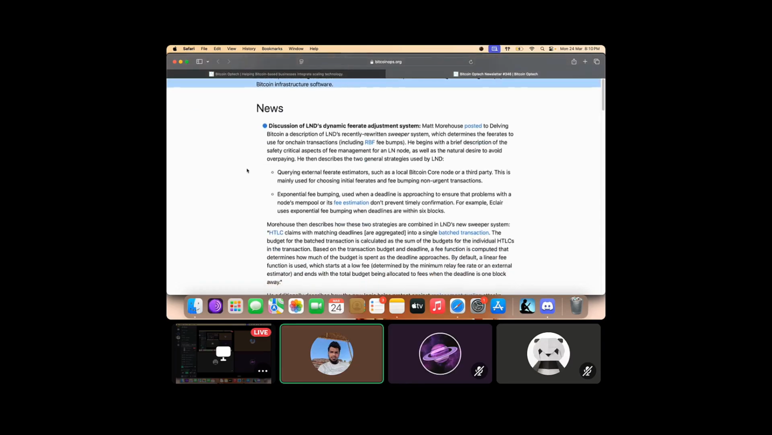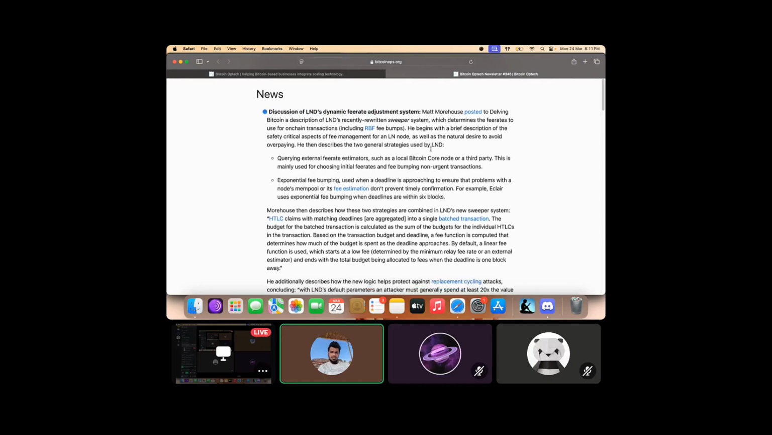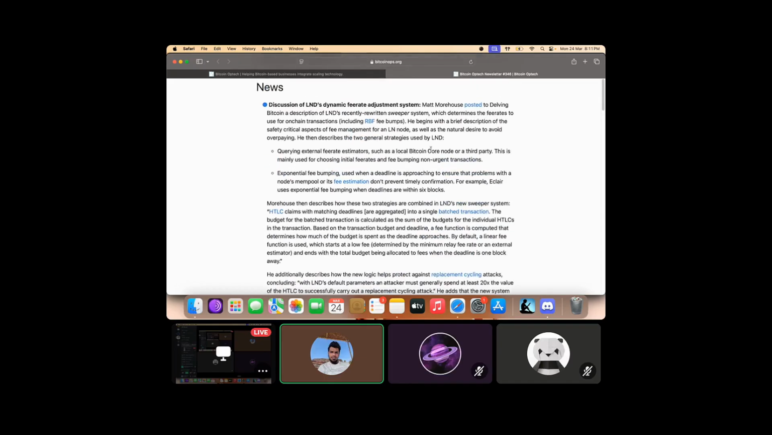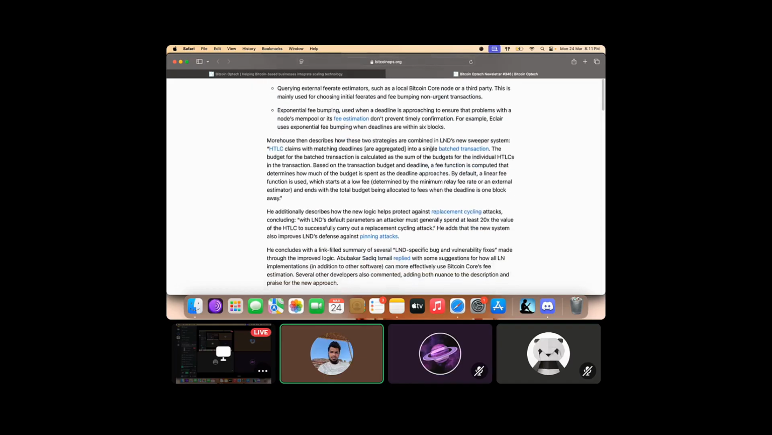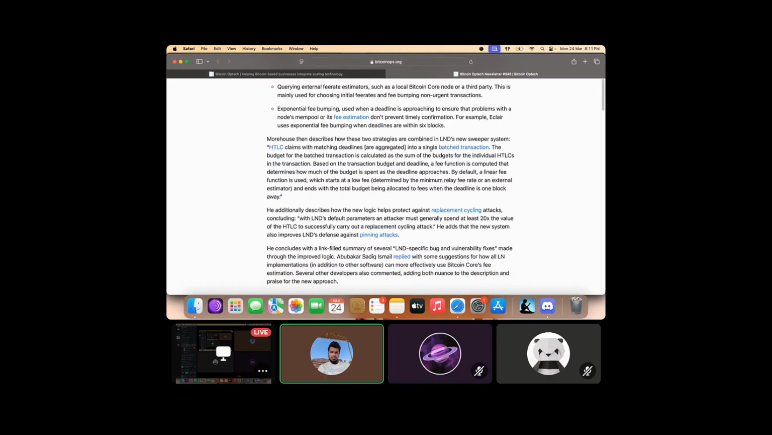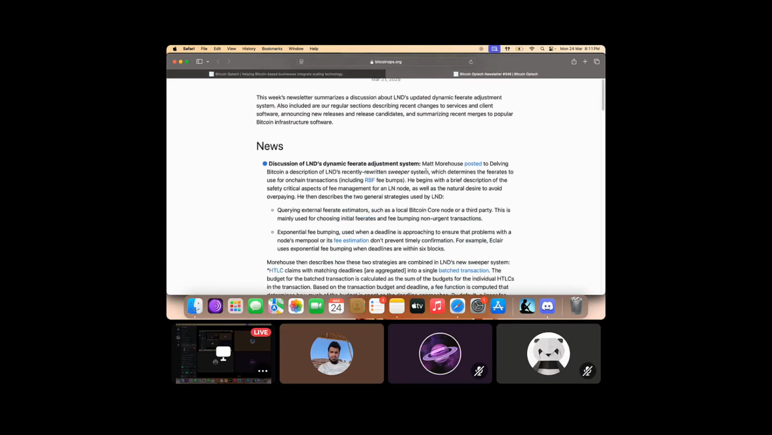As every week, this week's newsletter begins with a news article. The title being "Discussion of LND's Dynamic Fee Rate Adjustment System." Let's see what this is. Let's first read the article, and then we'll delve into the post itself and try and cover a couple of relevant subtopics that this news article relies on.